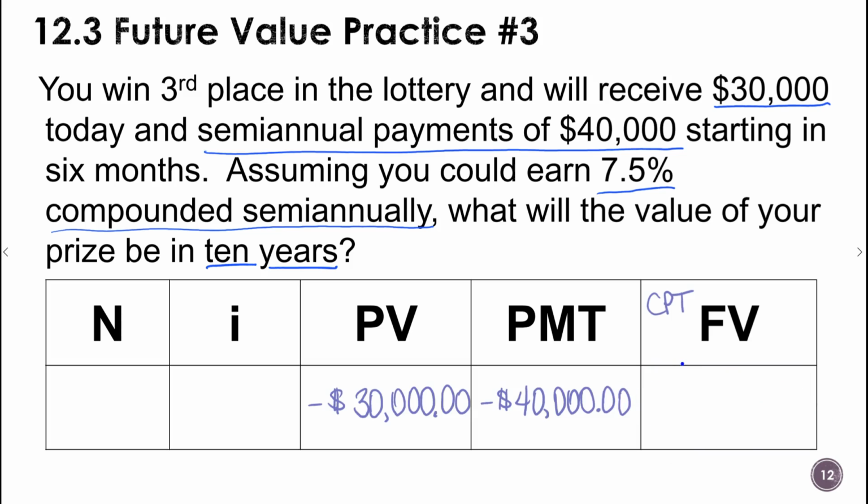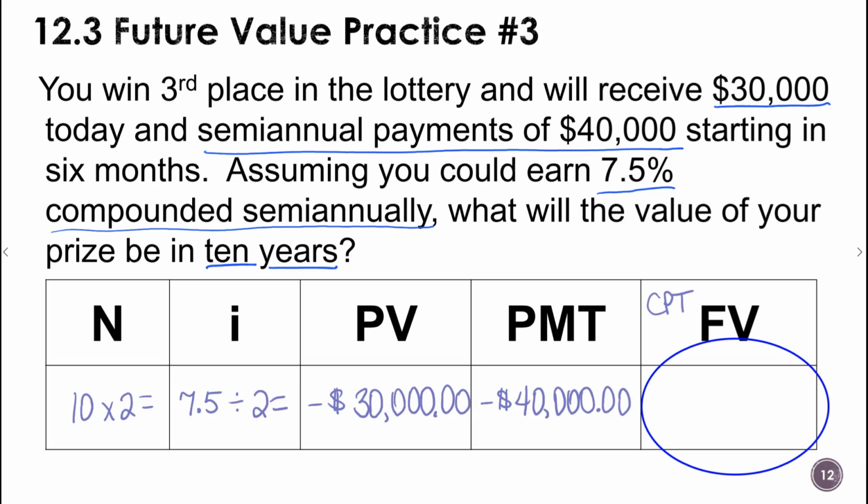Okay, so we had compounded semi-annually for 10 years. So 10 times 2, so 20 times during that 10 years it will be compounded, and 7.5% divided by 2.